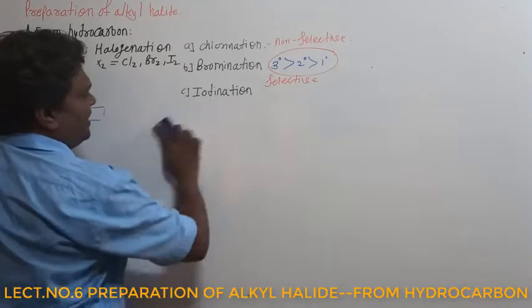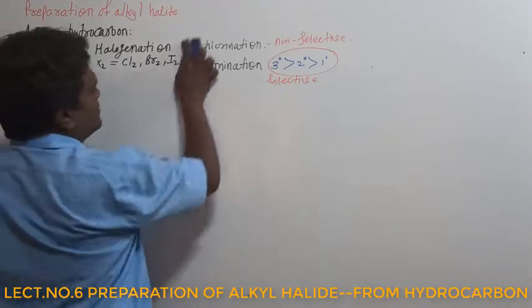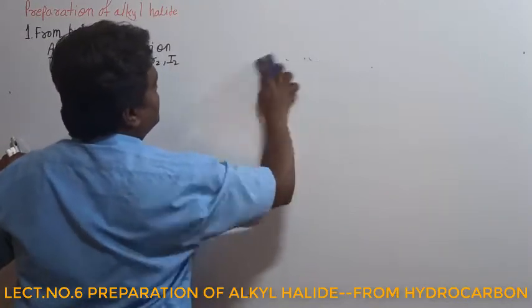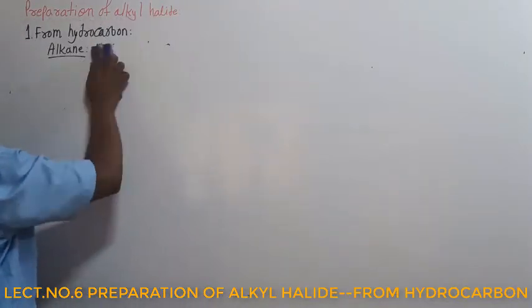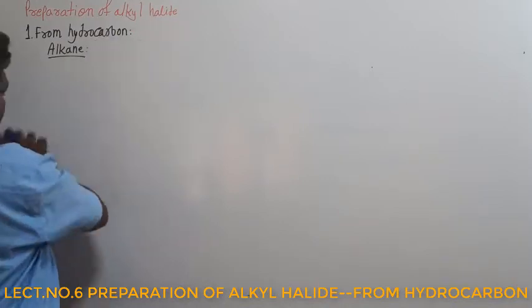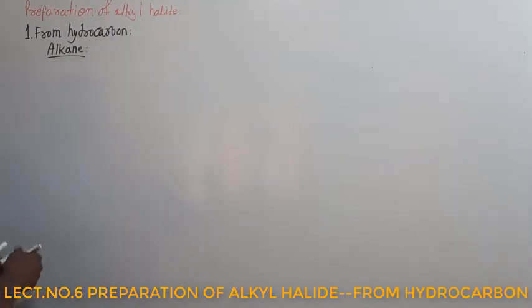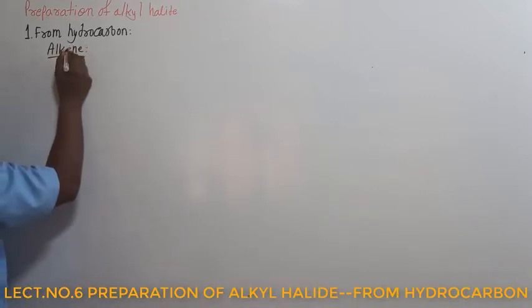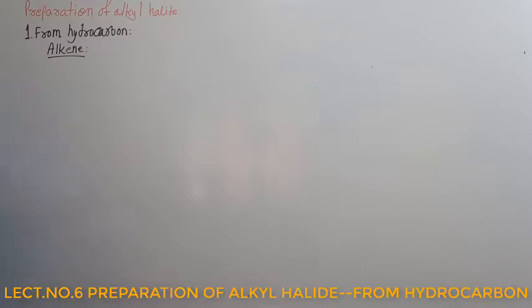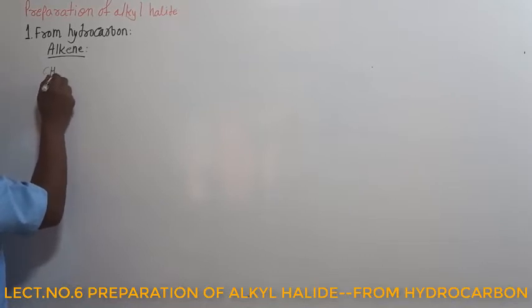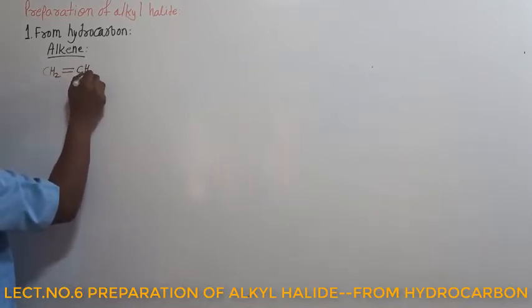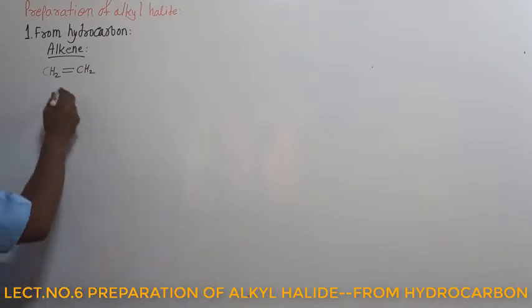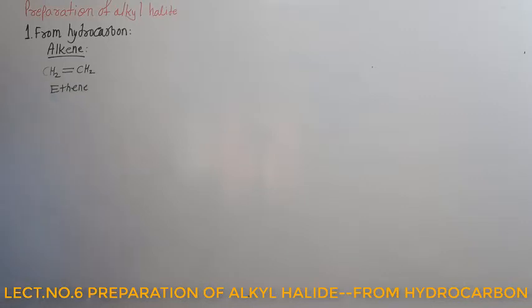Okay, let's start with the next one now. So after alkane, let us start with the next one. Alkene. Just replace A and write E, alkene. Now this is a very good reaction. Let's start with the example first. CH2 double bond CH2. This is called ethene. This is one basic alkene.